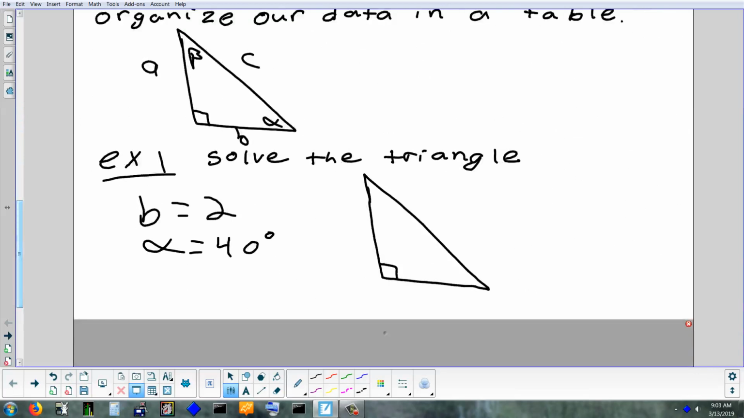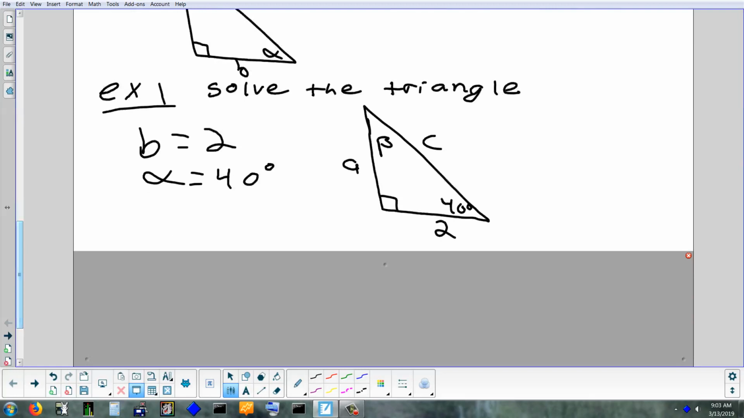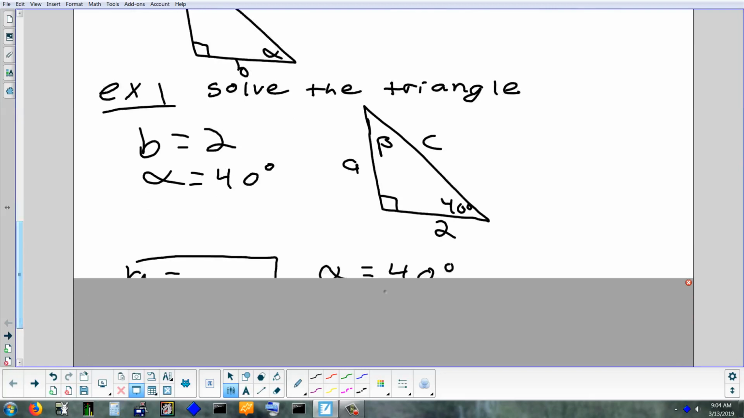So there's my 90. B is 2. Alpha is 40. And the rest of it, just leave with the labels that you don't have. Okay, so we don't know A, we don't know C, and we don't know beta. So the picture is there so you can visualize what's across and what's next to what. Now we're going to make a table, and this just makes it easy for me, so when I'm grading, I can see all your answers nicely organized.